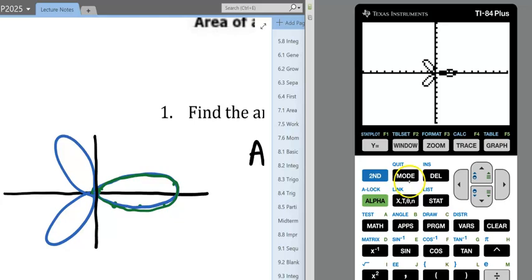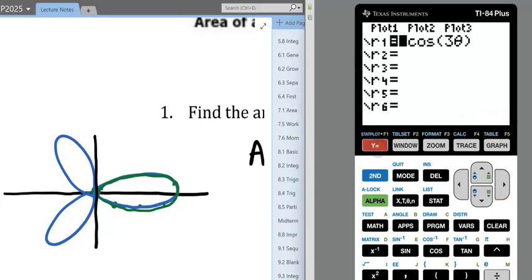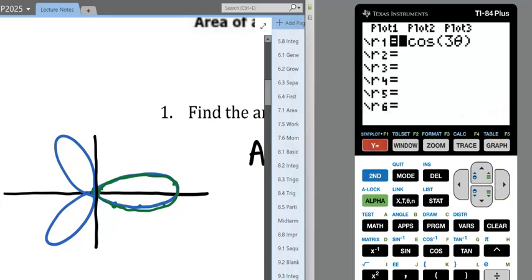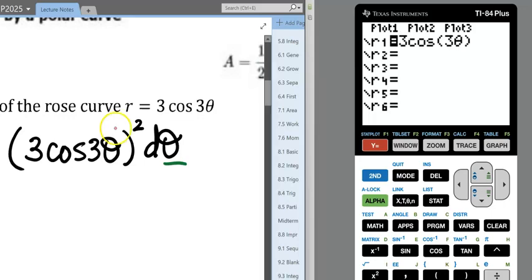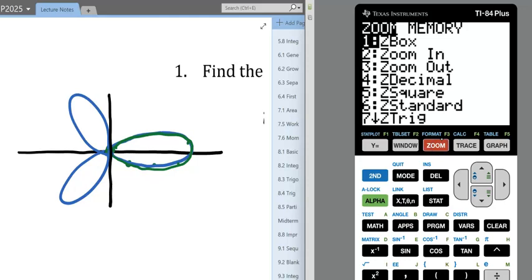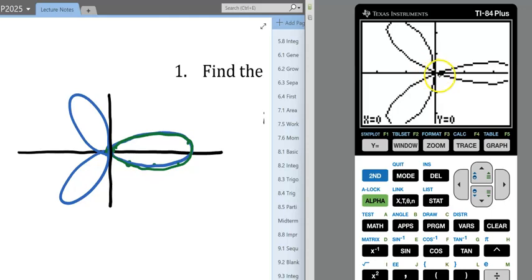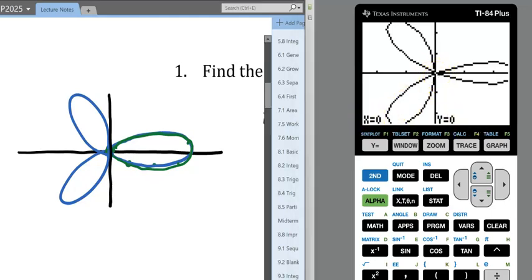I've gone ahead and put my calculator into radian mode as well as polar mode. Now when I hit y equals, I can enter the function in terms of r. It is 3 cosine 3 theta. And then I hit graph. This is not a good picture, so I'm going to zoom in and I will see a better illustration of this rose curve. Notice I can see the blinking cursor there showing me that we are at the origin, 0, 0. So right now we're right there.